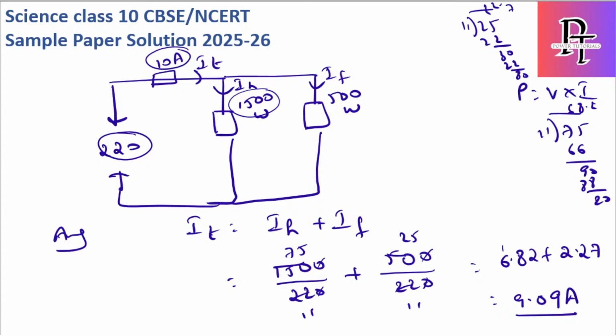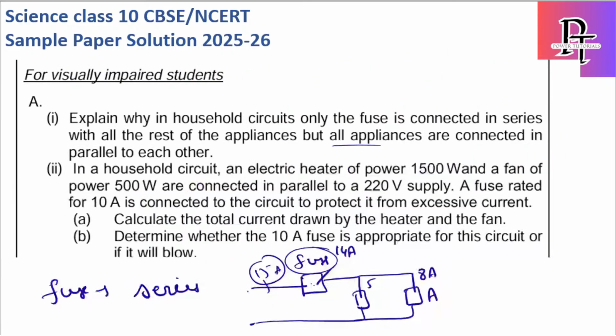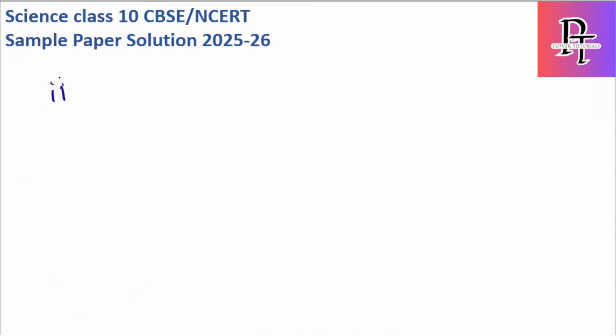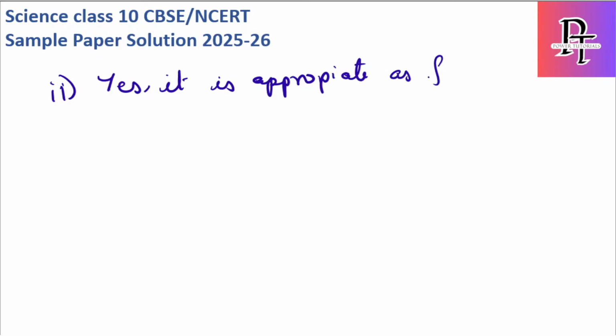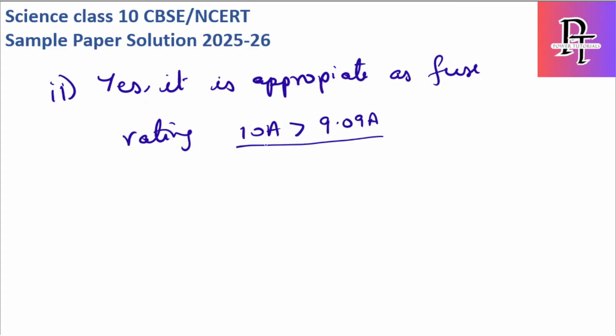So for the B part, the total current we got is 9.09 amperes. Determine whether the 10 amp fuse is appropriate. Yes, we have to say it is appropriate, as the fuse rating of 10 amperes is greater than 9.09 amperes. Hence, this is enough to secure these two elements.